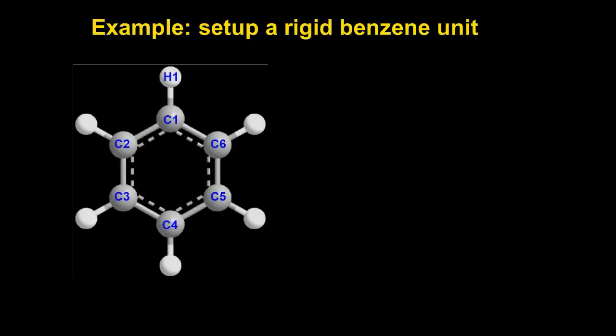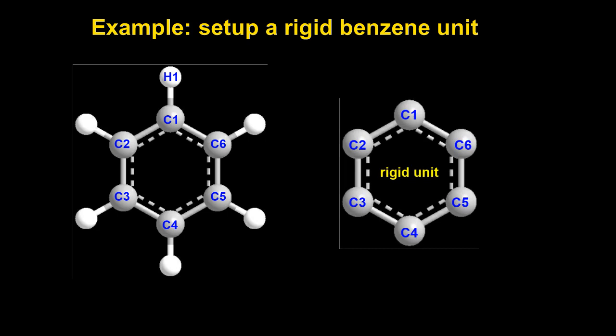We use a benzene molecule as an example to illustrate how to set up a rigid unit. We see that the 6 aromatic carbon atoms are labeled serially from C1 to C6, and we intend to set up the whole aromatic system as a single rigid unit as shown on the right. Note that the hydrogen atoms are still flexible relative to the rigid ring.